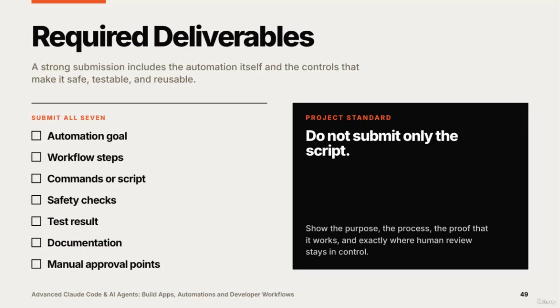For a strong automation submission, you need to include all 7 required deliverables. This means you can't just submit the script alone. Instead, you need to provide the full context and controls that make your automation safe, testable, and reusable. These deliverables include the automation goal, the detailed workflow steps, the actual commands or script, safety checks to ensure reliable operation, test results to prove it works, thorough documentation, and clear manual approval points where human review is necessary.